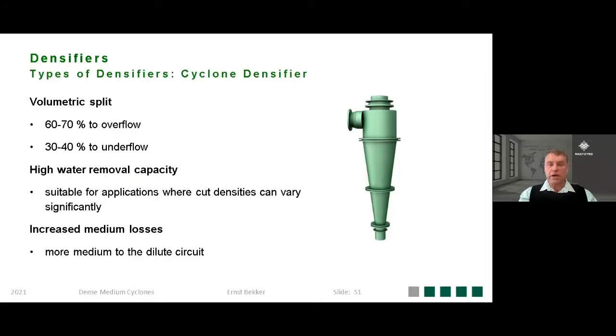A cyclone densifier produces higher densities for your correct medium circuit. But because it's doing that, there's a higher amount of volume going to the overflow, meaning there's more media going to the overflow. So there's a higher risk of media losses because it goes to the mag step, and the mag step is not always 100% efficient. But when you need to change your densities quite often, a cyclone densifier is normally the recommended option.